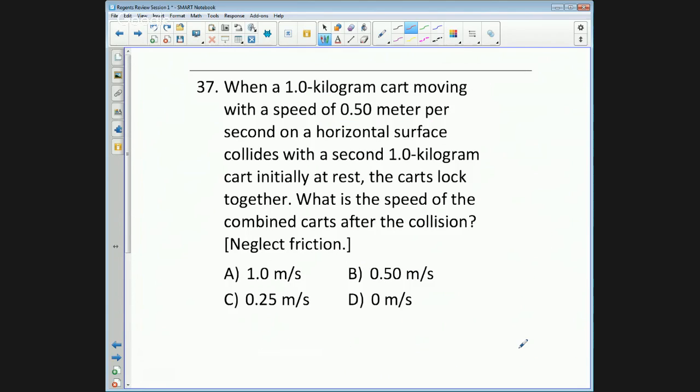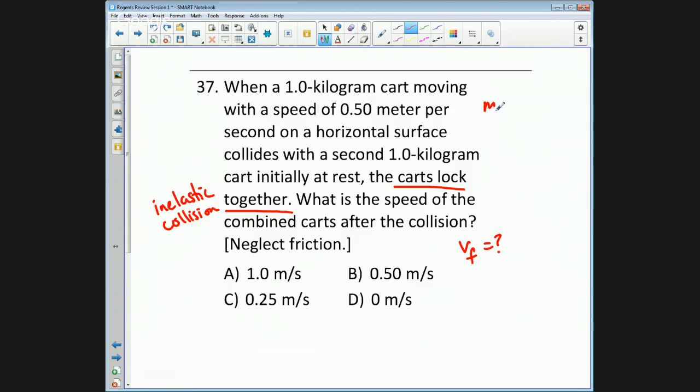Okay, for 37, when a 1 kilogram cart moving with a speed of 0.50 meter per second on a horizontal surface collides with a second 1 kilogram cart initially at rest, the carts lock together. What is the speed of the combined carts? So this is a collision problem, and it says the carts lock together. That means it's an inelastic collision. So the objects will have their masses added together and they move with the same final speed. So what's the speed of the combined carts after the collision? That's what we're solving for, V final.